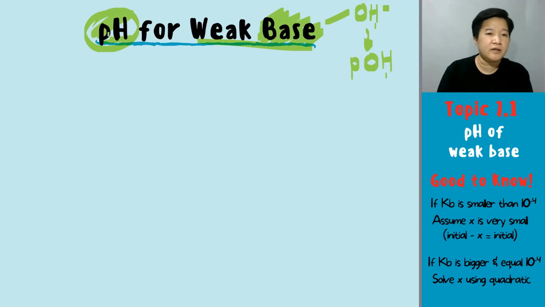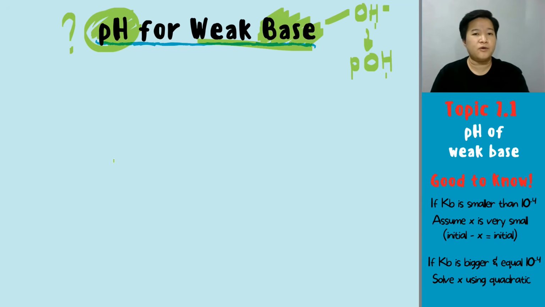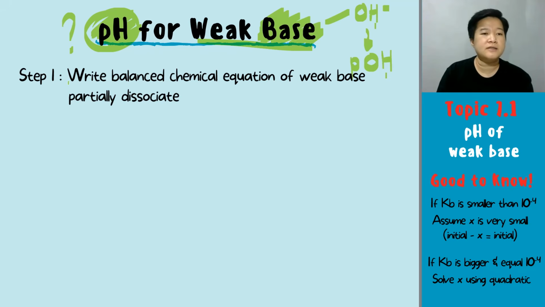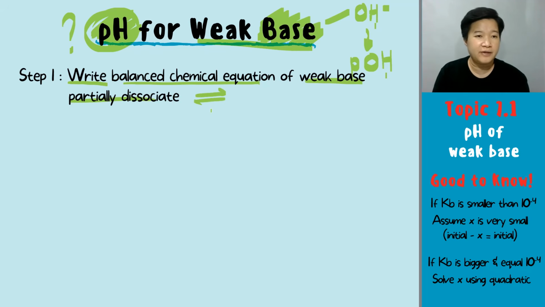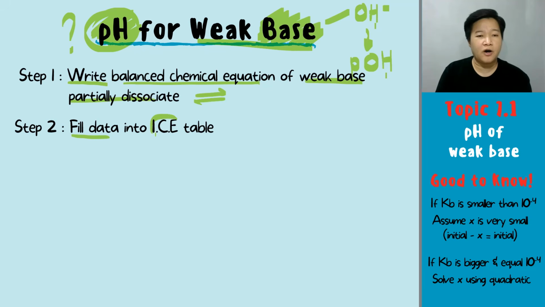But now the question is asking for pH. How can I calculate the pH value of a weak base? Let's look at the steps. Step 1 is still definitely to write the balanced chemical equation of your weak base partially dissociated, knowing that partial dissociation uses the reversible arrow. Then we are going to again use the ICE table, putting all the information that you have into it.